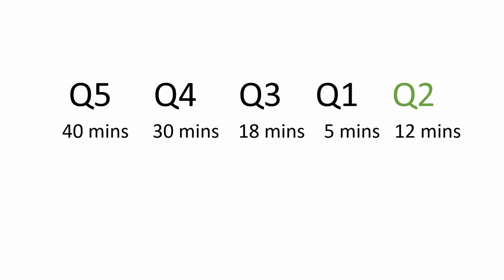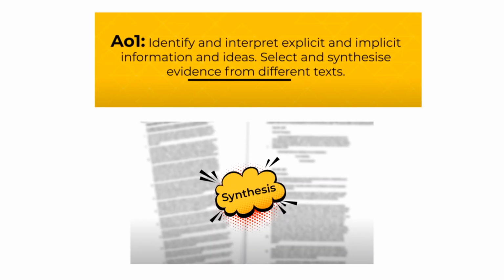And this is the question we'll be looking at today. So a reminder, for this particular question, we're focusing on Assessment Objective 1. Assessment Objective 1 is to identify and interpret explicit information and ideas, and then to select and synthesize evidence from different texts. It's really important to note that you'll be looking at 2 sources, and of course, considering 2 sources, you need to ensure that you look at both of them to fulfill the skill of synthesis, which is making connections and pulling things together.